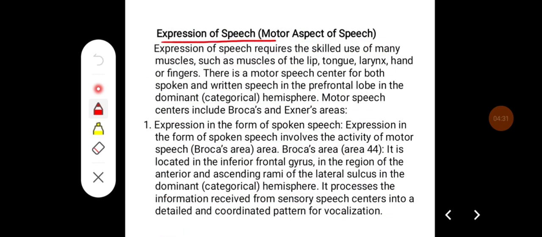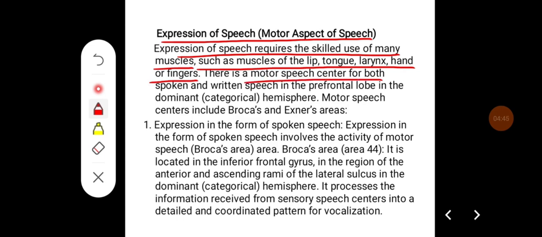Then expression of speech, that is the motor aspect of the speech. Expression of speech requires skilled use of many muscles such as muscles of lip, tongue, larynx, hand, and fingers. There is a motor speech center for both spoken and written speech in the prefrontal lobe in the dominant hemisphere. The motor speech centers include Broca's and Exner's areas.